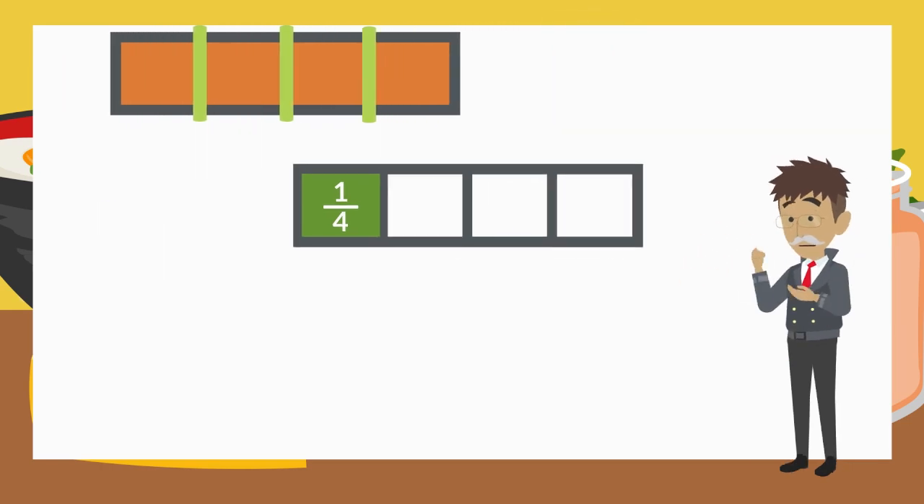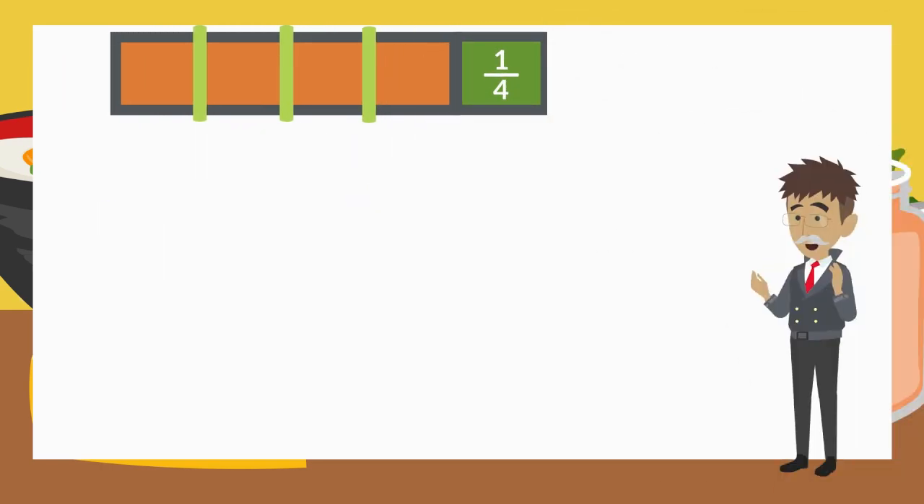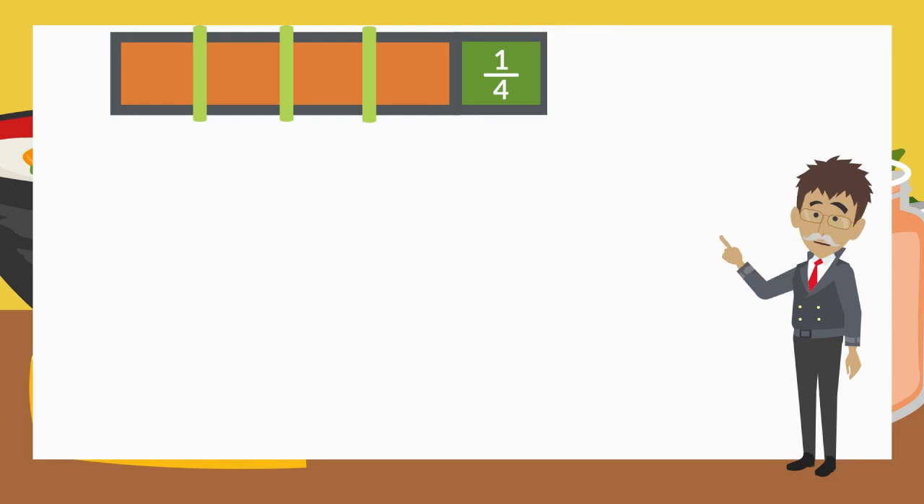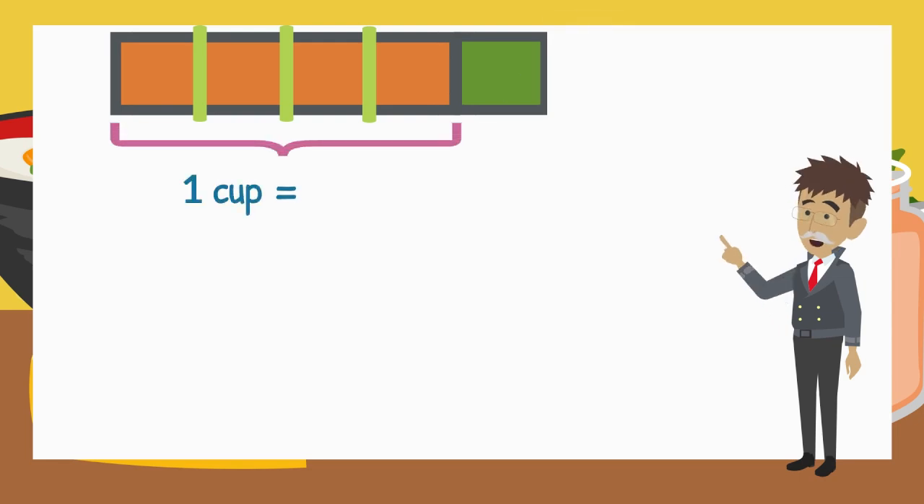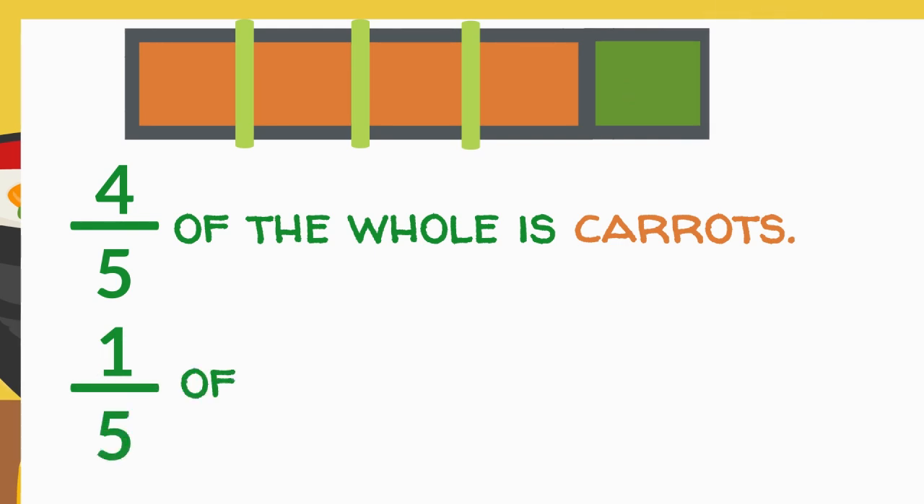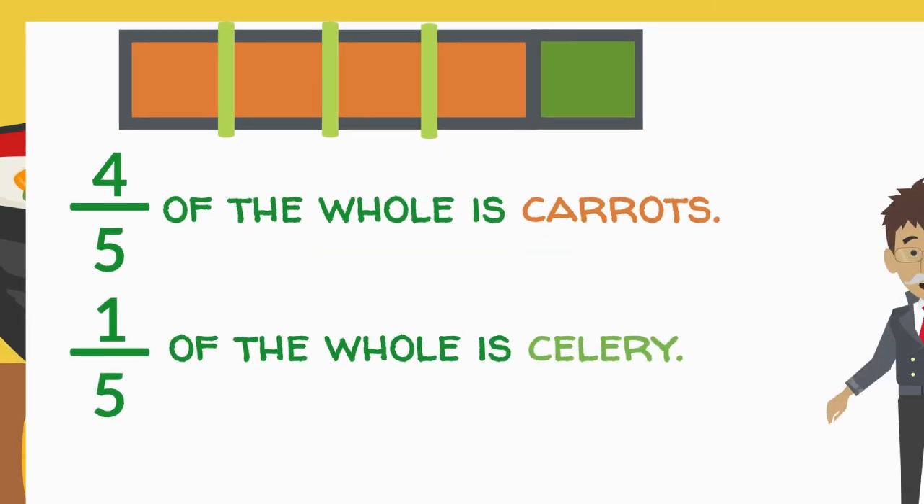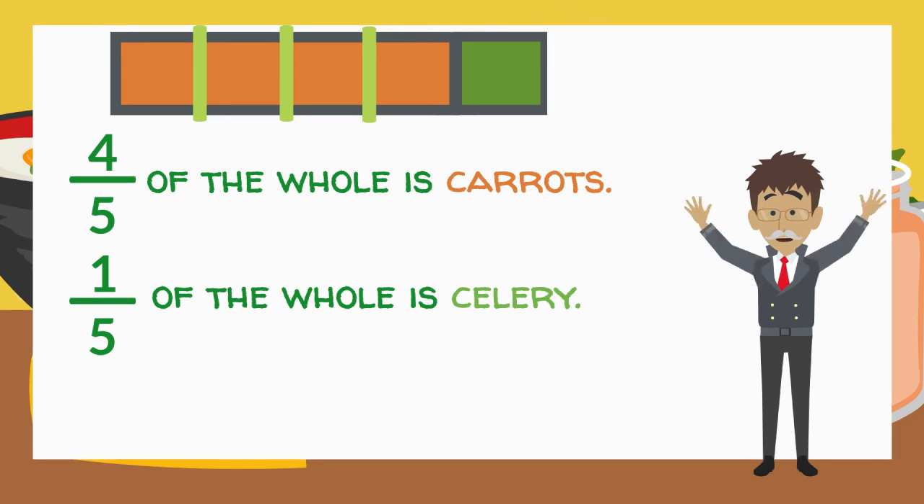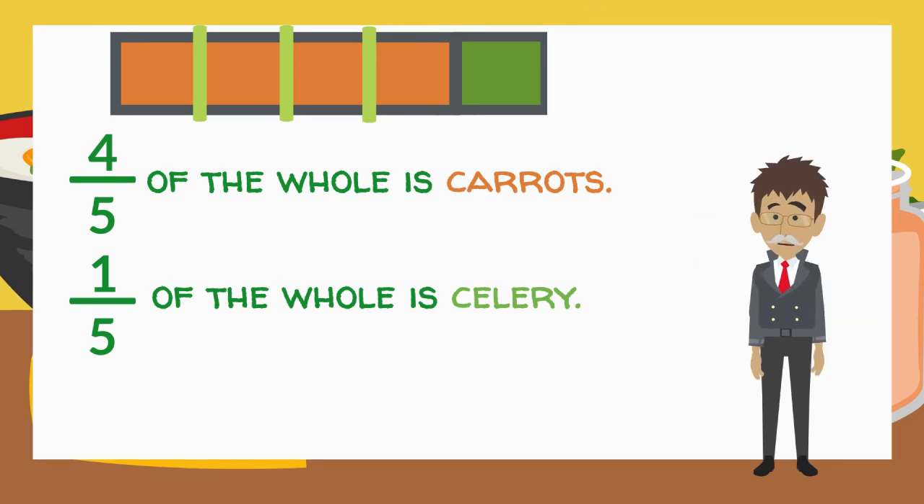Combining the cup of carrots and the 1/4 cup of celery together, we get the following diagram. Notice that 1 cup is the same as 4 1/4 cup pieces. Putting the pieces together, we see there are a total of 5 pieces of size 1/4. 4 pieces, or 4/5 of the total, represent carrots. 1 piece, or 1/5 of the total amount, represents celery. Using diagrams like these allows us to see what happens when working with simple fractions and can make fractions easier to understand.